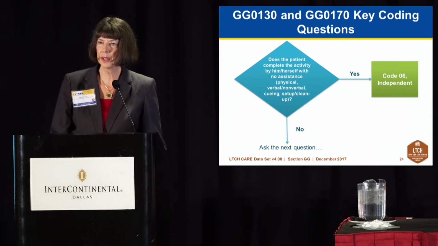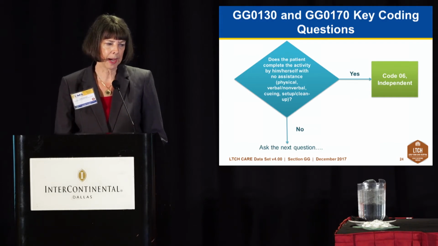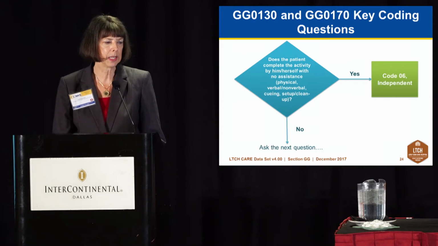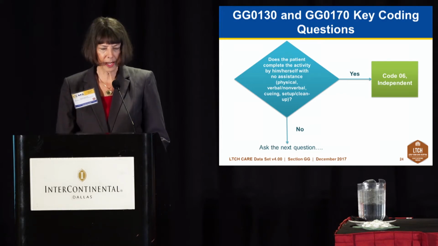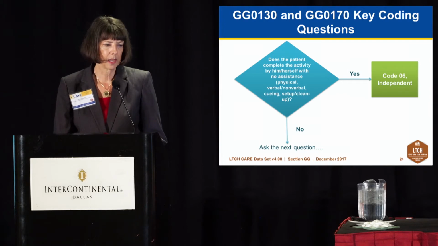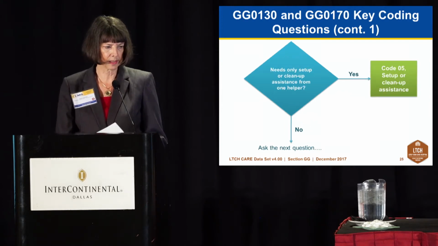So the first thing we're going to ask, as you see in the blue diamond, does the patient complete the activity by him or herself with no assistance? And by no assistance, we mean no physical, no verbal, no nonverbal, cueing, setup, cleanup, any of those. And if you answered yes, then you would code 06, independent. But if you answered no, you'd further proceed to this next question.